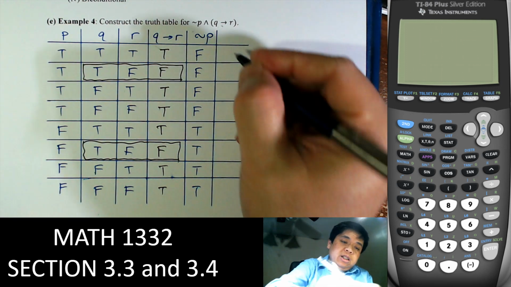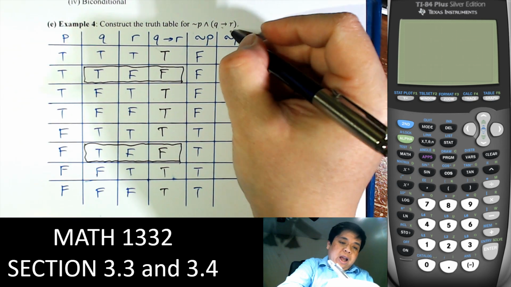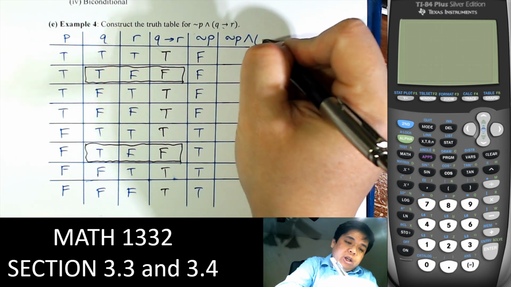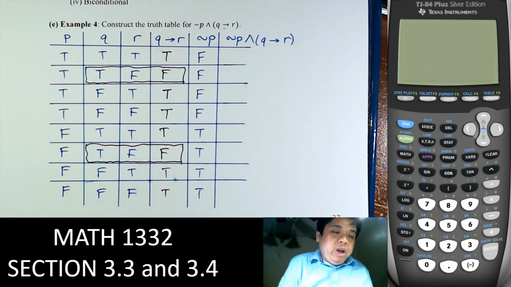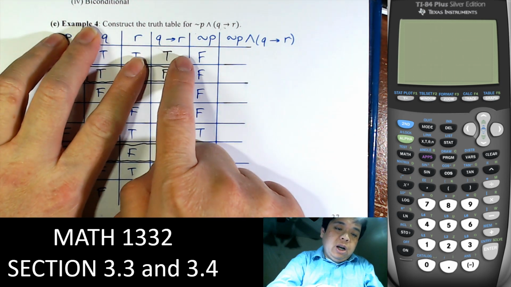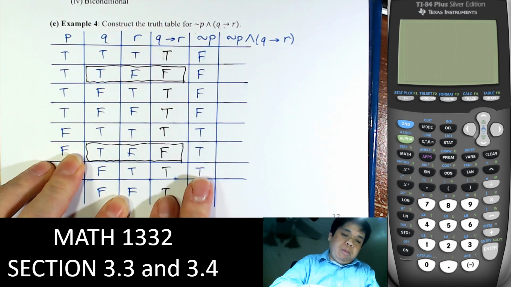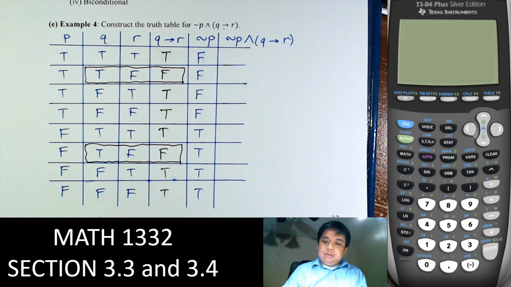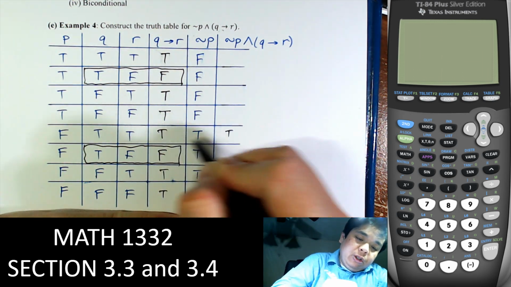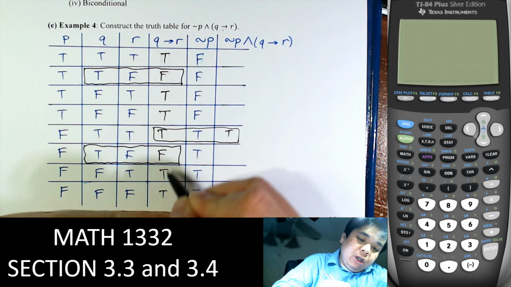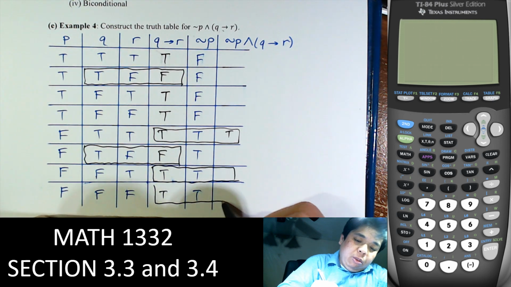And then finally, we do not P in conjunction with Q implies R. So what we have is the conjunction between not P and Q implies R. We compare these 2 columns. This is going to be an AND, and it's true when both are true. True when both are true. True when both are true.